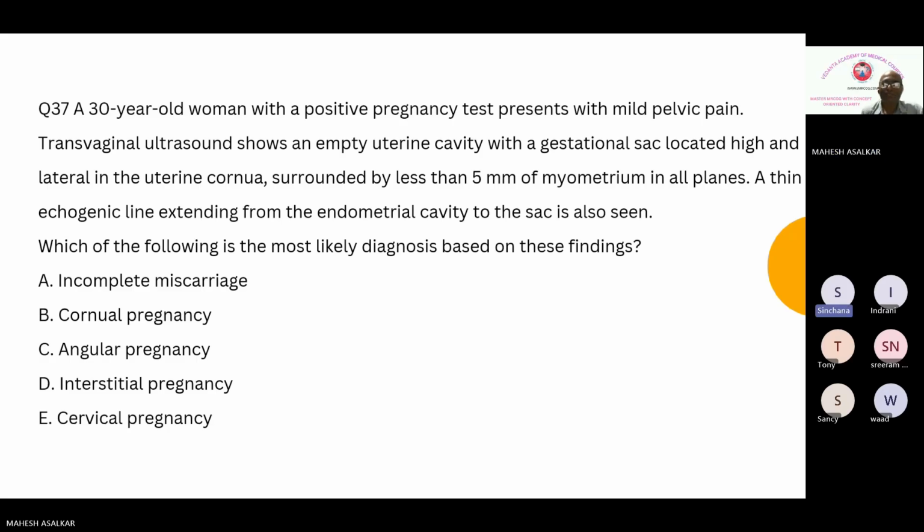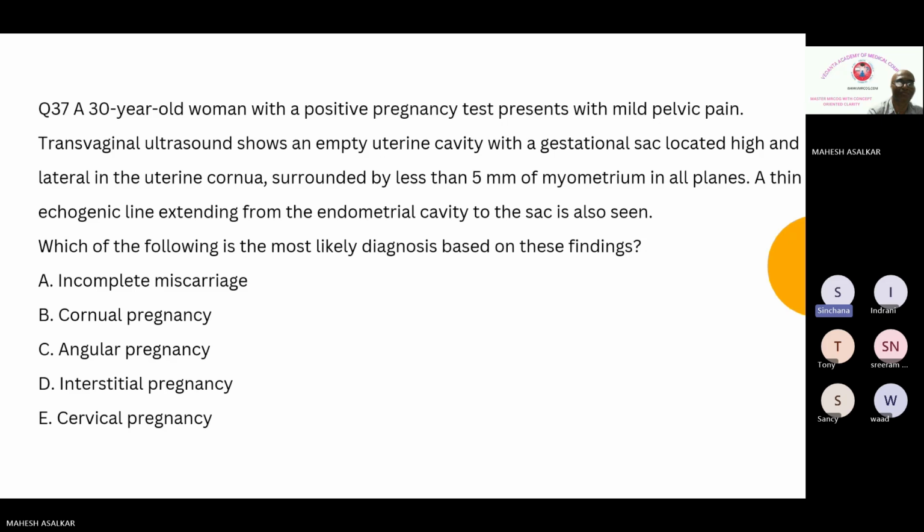A 30-year-old woman with positive pregnancy test presents with mild pelvic pain. Transvaginal ultrasound shows an empty uterine cavity with G-sac located high and lateral in uterine cornua, surrounded by less than 5 mm of myometrium in all planes. A thin echogenic line extending from endometrial cavity to sac is also seen. Which of the following is most likely diagnosis based on these findings?